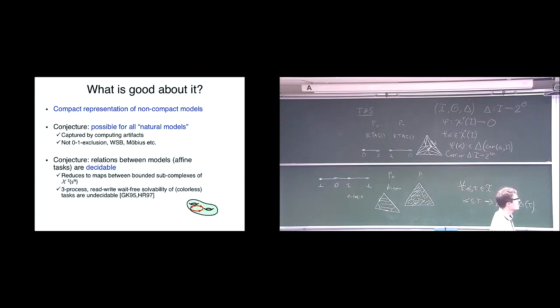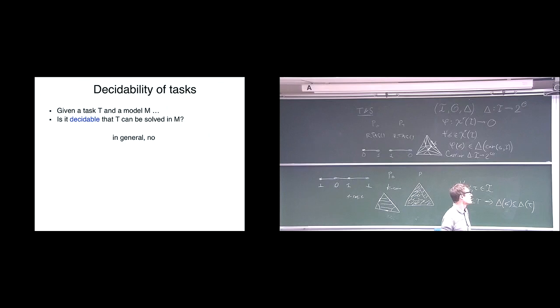Why? Because as soon as we work in the space of affine tasks, we work in a compact and finite space. How many relations can you find between different spaces? Finitely many. So it's the kind of thing which is given for free. That's one of the advantages here.